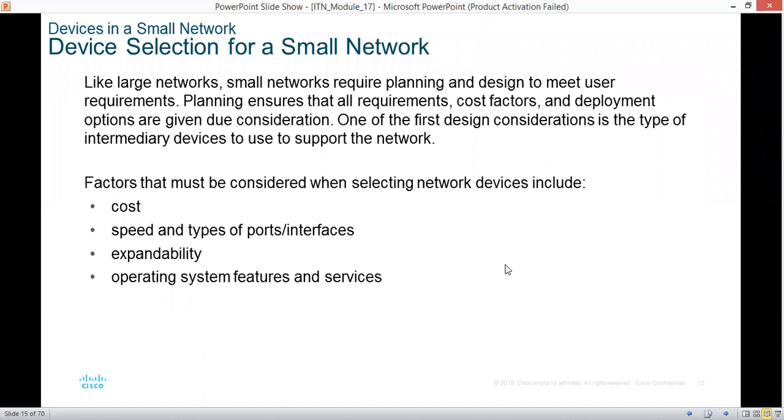So device selection for a small network. The factors that must be considered when selecting network devices include cost, speed and types of port interfaces, expandability. I think this expandability can also be called scalability. And then operating system features and services. So you agree with the area of cost, that is, what kind of router do we buy?